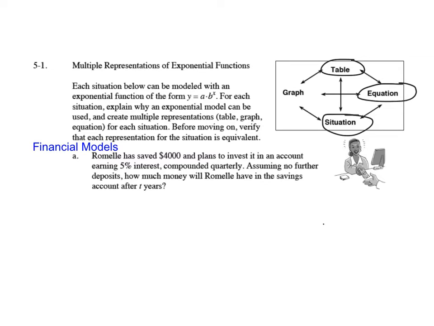Rommel has saved $4,000 and plans to invest it in an account that earns 5% interest. So now we've got our initial amount, A, and we have our interest rate, R, compounded quarterly, assuming no further deposits. How much money will Rommel have in the savings account after T years? And it's going to be compounded quarterly.